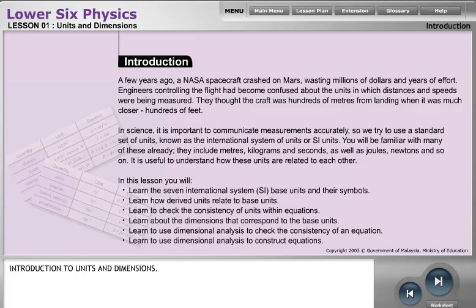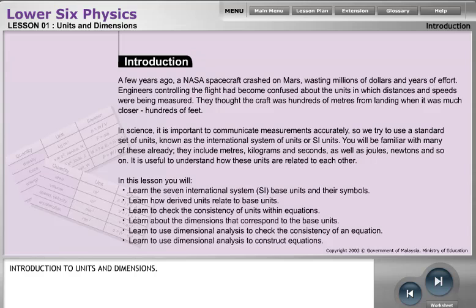Units and Dimensions. Introduction. A few years ago, a NASA spacecraft crashed on Mars, wasting millions of dollars and years of effort. Engineers controlling the flight had become confused about the units in which distances and speeds were being measured. They thought the craft was hundreds of meters from landing when it was much closer, hundreds of feet.